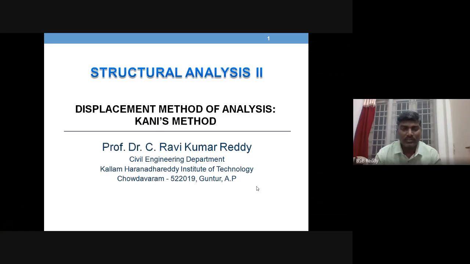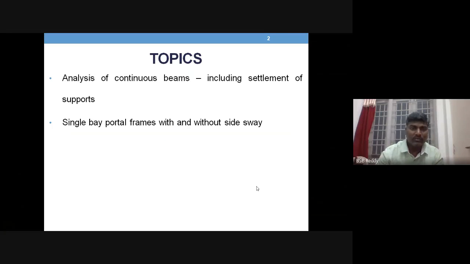Till last session, the moment distribution method was completed. So in this session onwards, we will take up Kani's method, which is another distribution method. Let's see what we need to discuss in this session.